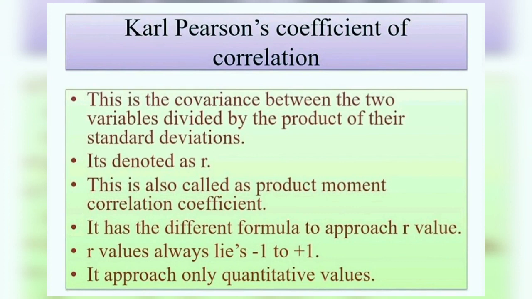Now, what is Karl Pearson's coefficient of correlation? In Karl Pearson's coefficient of correlation, the covariance between the two variables is divided by the product of their standard deviations, and it is denoted as r. This is also called the product moment correlation coefficient. In Karl Pearson's coefficient of correlation, we have different formulas to arrive at the r value. And the r value always lies between -1 and +1.